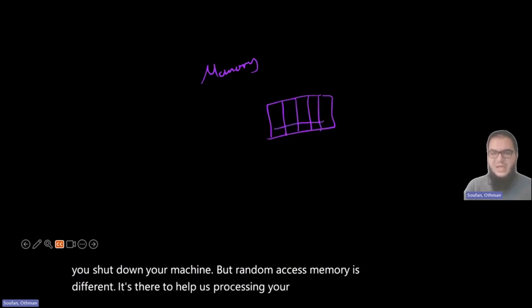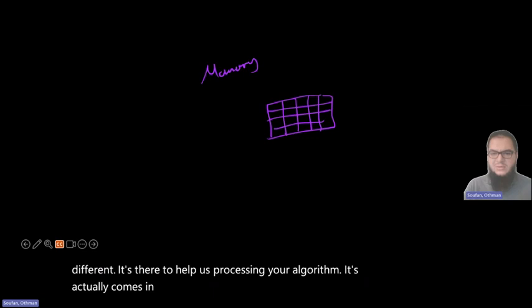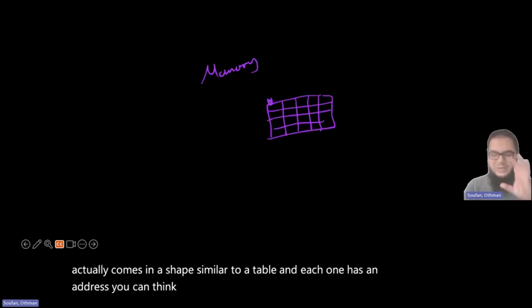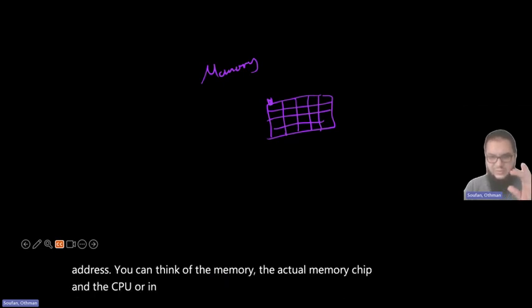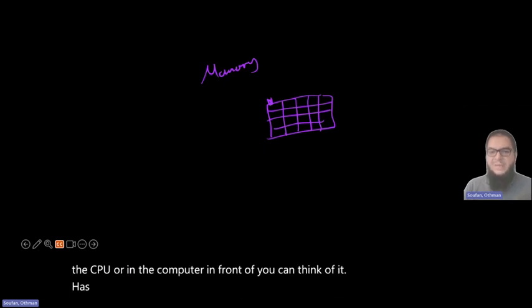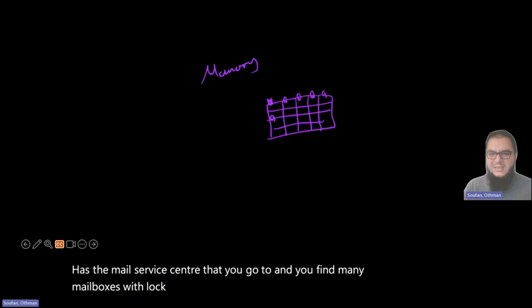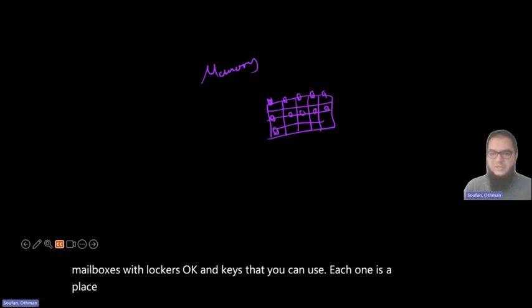It actually comes in a shape similar to a table, and each one has an address. You can think of the actual memory chip in the CPU or in the computer in front of you as the mail service center that you go to, where you find many mailboxes with lockers and keys that you can use. Each one is a place to store some information.